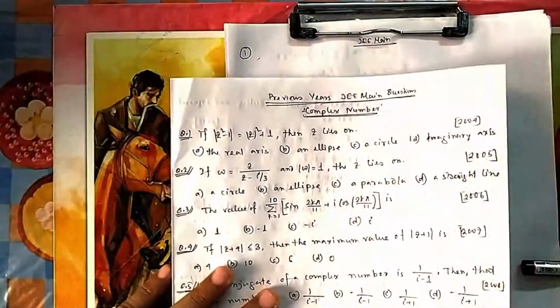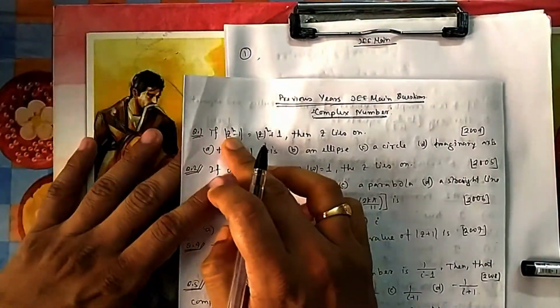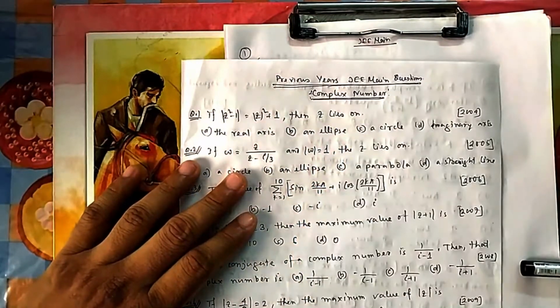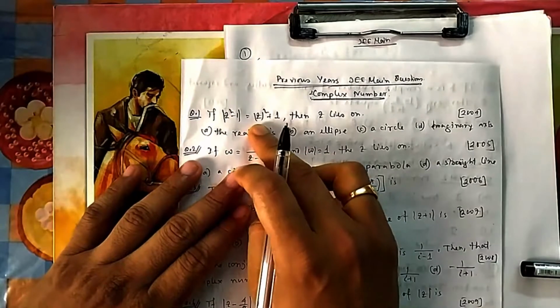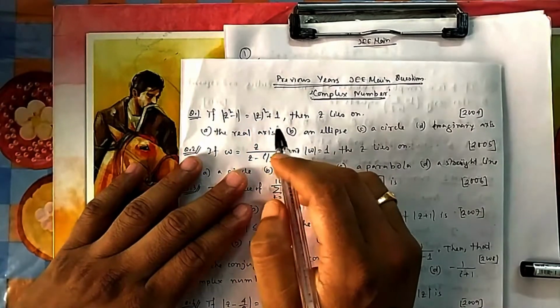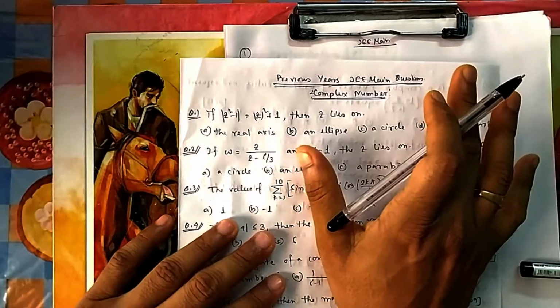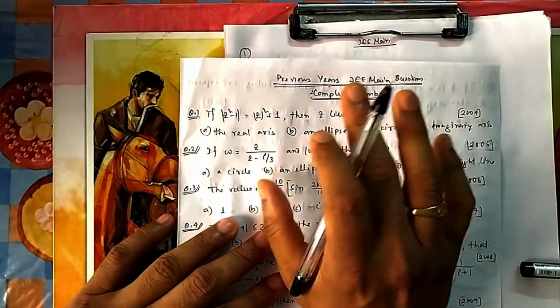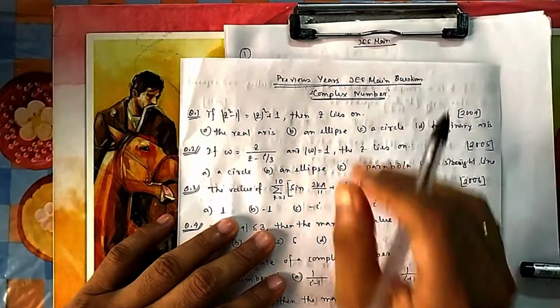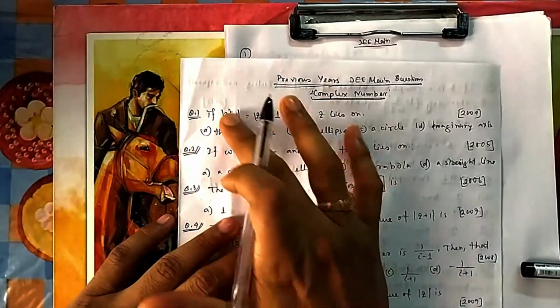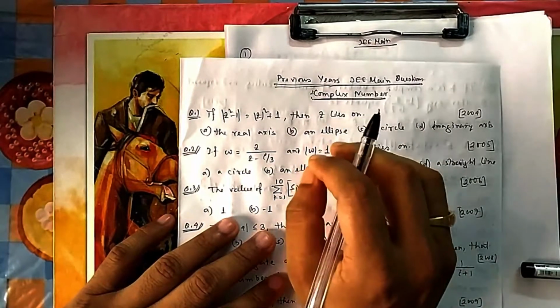If you see question number 1, it is given |z² − 1| = |z² + 1|, then z lies in. You can do it by putting z = x + iy. But z has different forms, as we have known by now. We can apply x + iy, r cos θ, r cis θ, or r e^(iθ) in Euler's form, polar form, Cartesian form, any form we can put for this z. But you have to be careful how to put it.